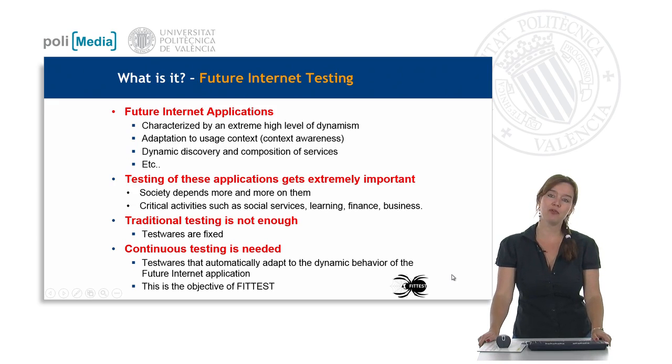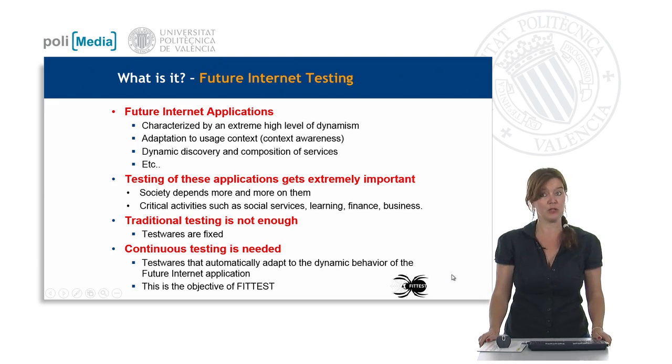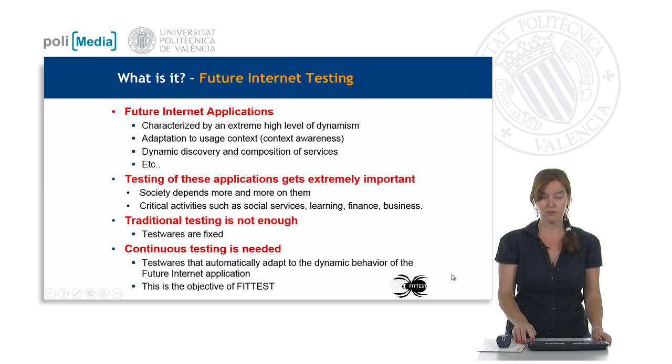So traditional testing for these systems is not enough. In traditional testing, testwares are fixed, and in a dynamic environment, testwares need to dynamically adapt to the dynamic environment. So what we need is continuous testing, testwares that automatically adapt to the dynamic behavior of the future internet application that we are testing. And this is the objective of the FITTEST project.